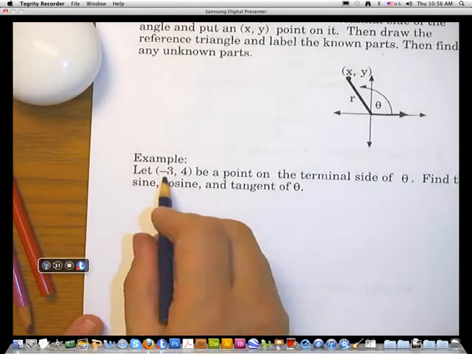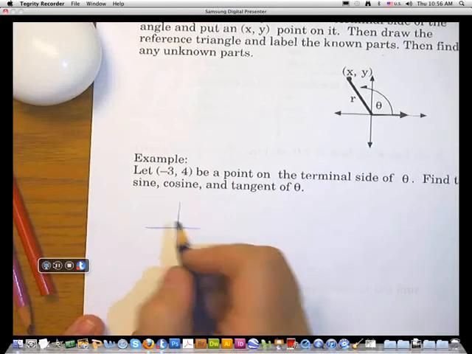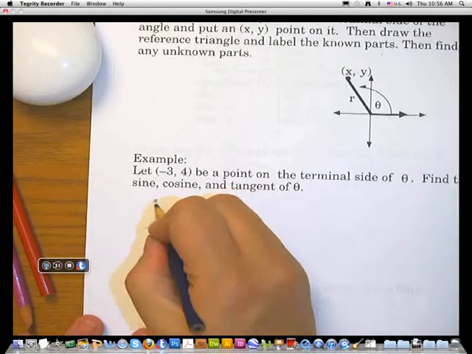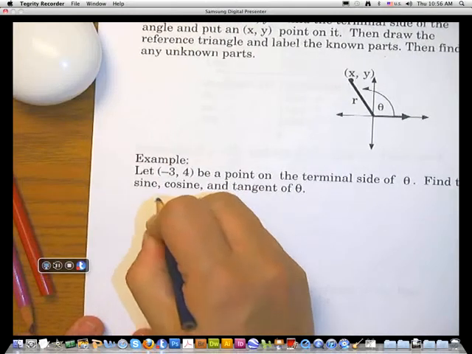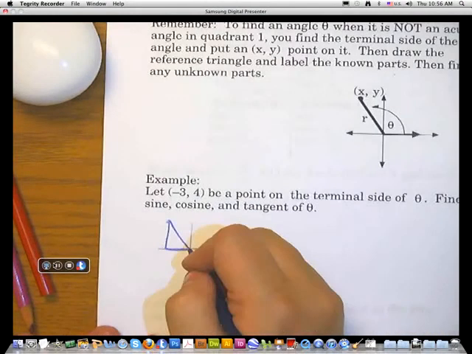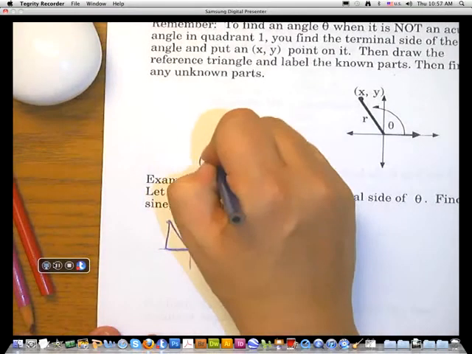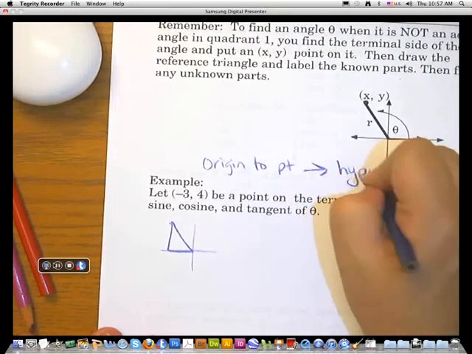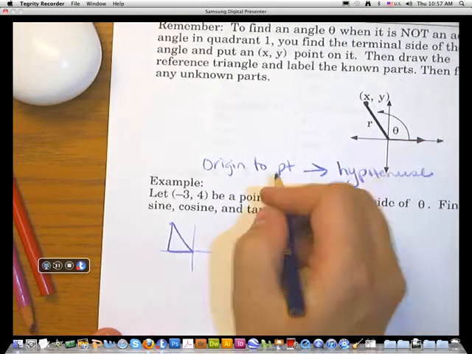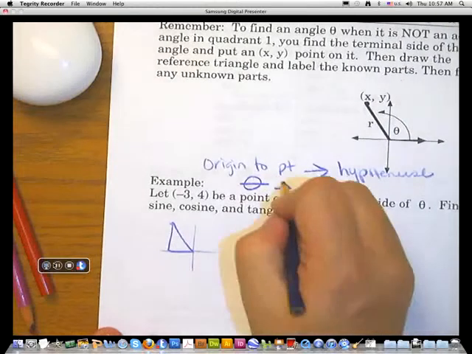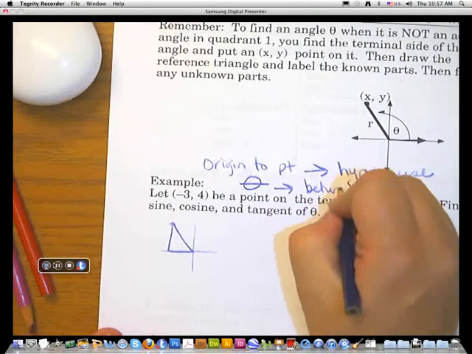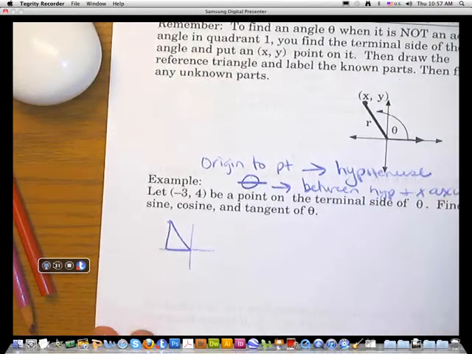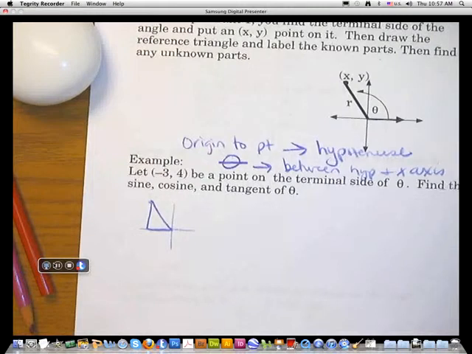accordingly. So if I'm at negative 3, 4, negative 3 on the X, 4 on the Y, that is my triangle. The origin to the point is always your hypotenuse. Your angle is always between the hypotenuse and x-axis. Always, always, always, always. You're always going to make your right triangle that way.